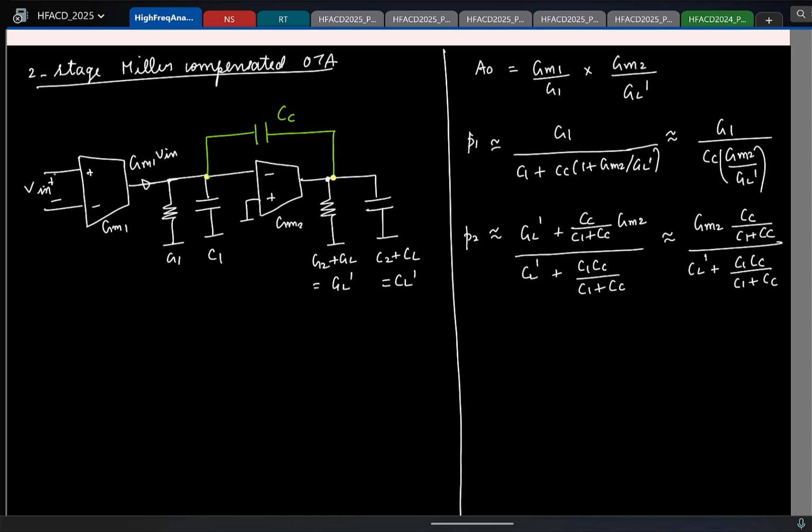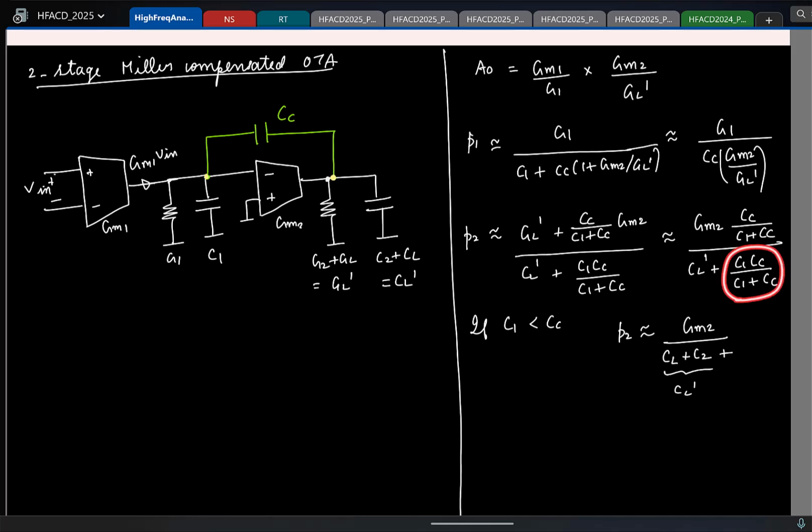Okay, so let's say I give you further information that the parasitic capacitor C1 is much smaller than Cc. Then how can you approximate the numerator? If C1 is much smaller than Cc, what will happen to this term? 1. So numerator becomes GM2. What will happen to the denominator? I have CL prime. So I'll write it as CL plus C2. So this is CL prime by the way.